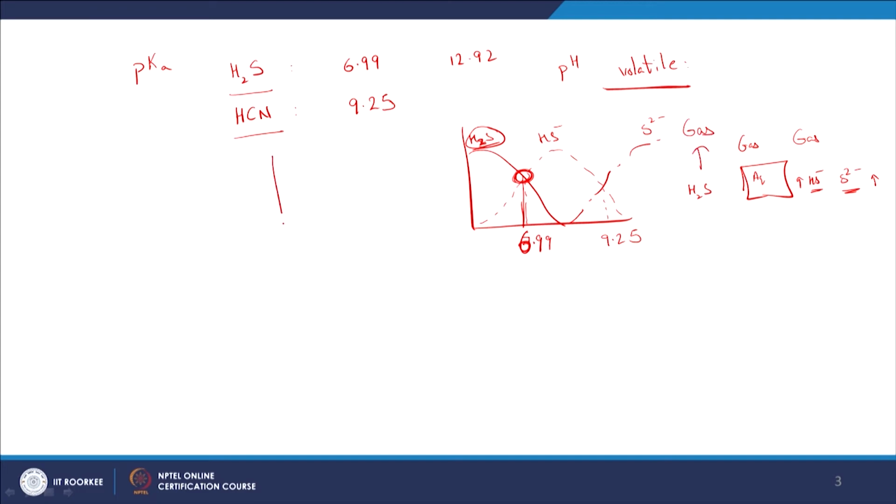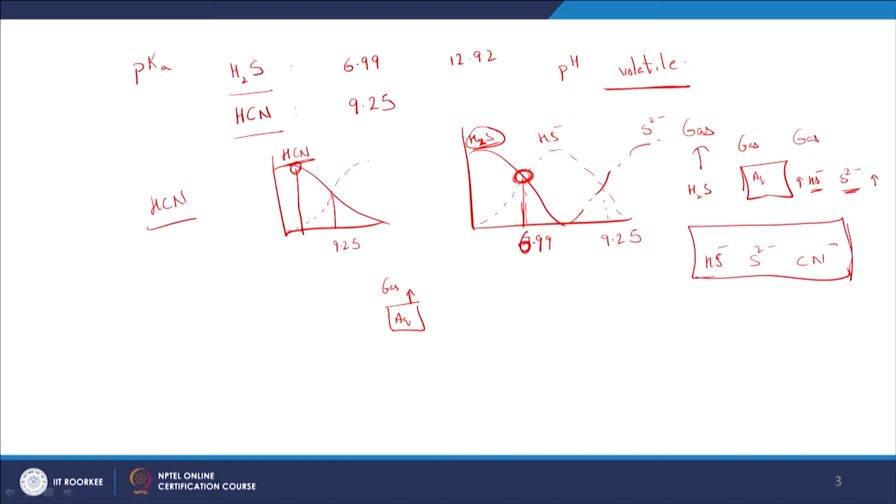The same case applies to hydrogen cyanide. Again, these are not to scale, so please keep that in mind. The pKa is 9.25 for hydrogen cyanide, and pH 7 is somewhere here. So almost all of it will be the protonated form with no charge, and thus it can change phase from the aqueous phase to the gaseous phase. Charged compounds like HS minus, S2 minus and CN minus, with water being polar, would want to stay in the aqueous phase.